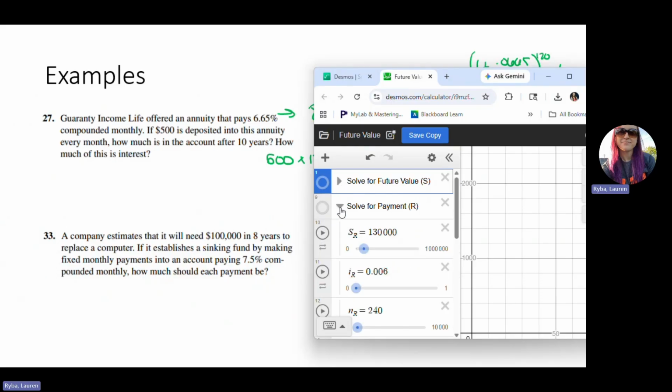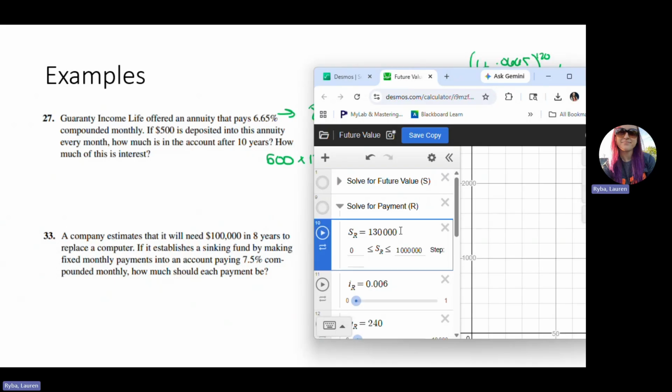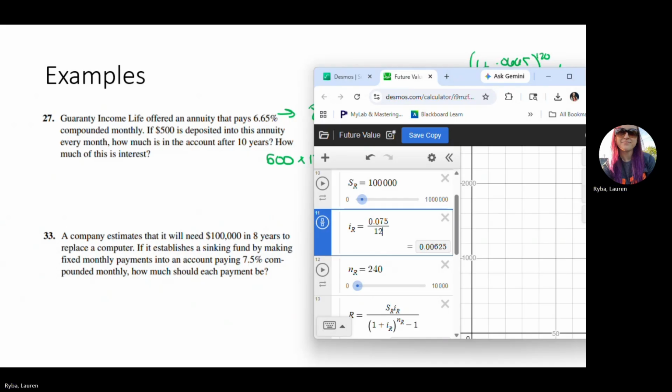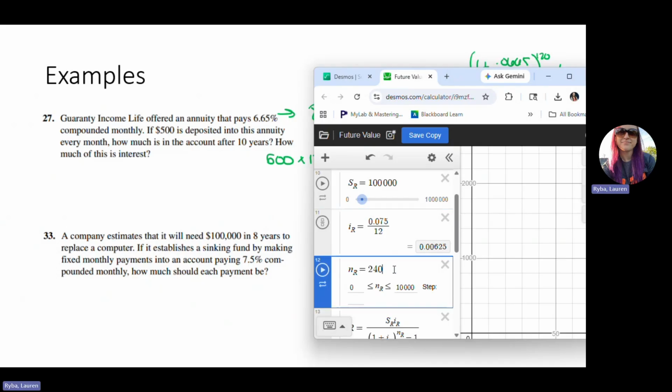So if we want to use this to help us with our payment, I want to have 100,000. The interest rate is 7.5, so 0.075 compounded monthly. So I'm going to divide that by 12. And then 12 times a year times 8 years.